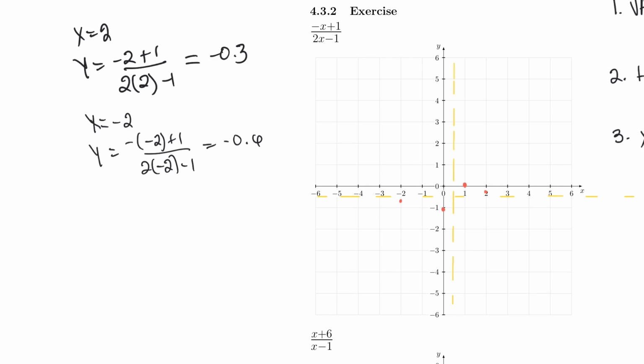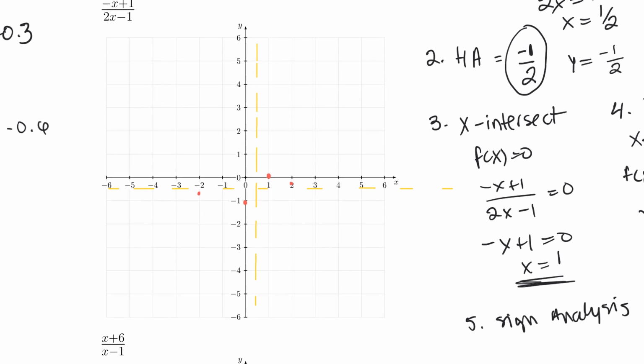Okay, so with these points, we can already graph our function. It will look something like this. And as you can see, this graph, as it grows to the left, it gets closer and closer to the asymptote, but never touches the asymptote.